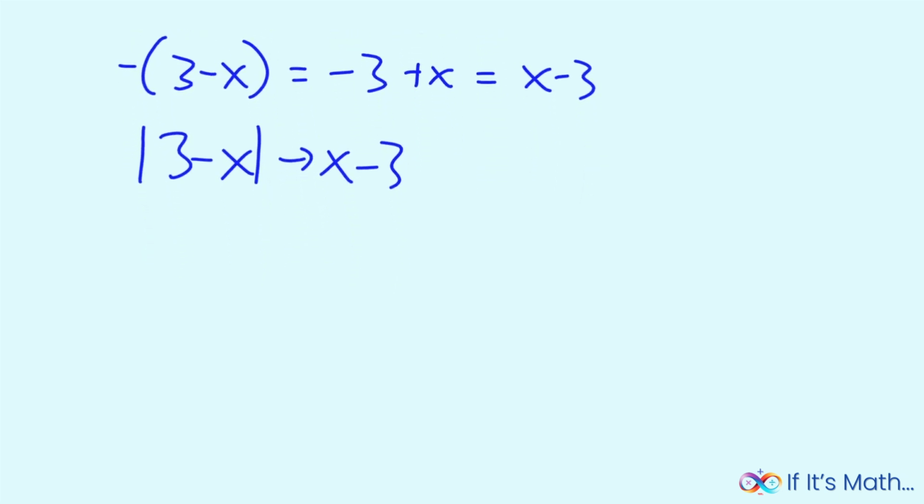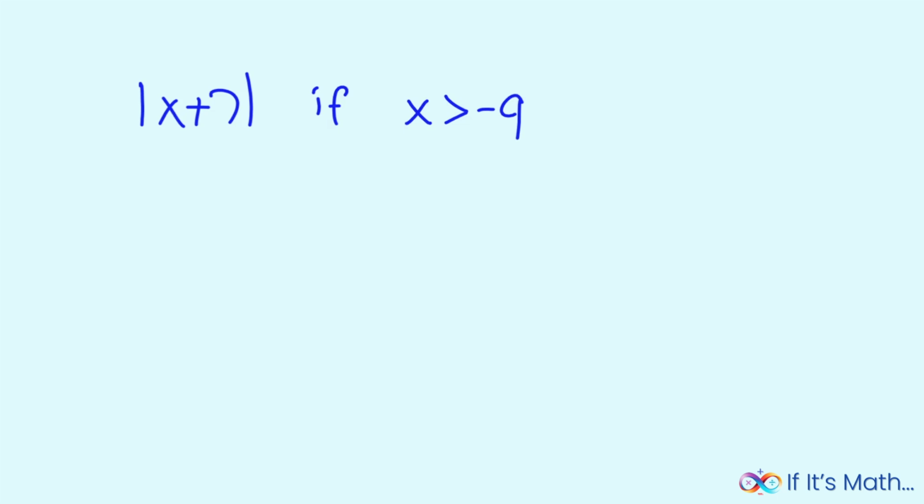But what if you can't tell, right? So it might not always work out nicely, like the examples that I just gave you. So what if you have the absolute value of x plus 7 if x is greater than negative 9?